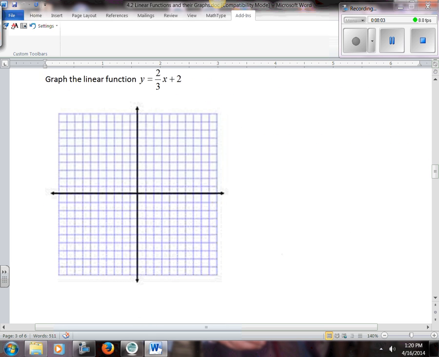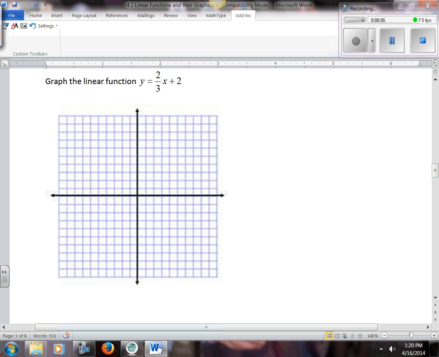So let's try one, okay? We've got y equals 2/3 x plus 2. So again, it's y equals mx plus b. First thing I need to know is the y-intercept, and we know that that's b. So that's going to be 2. And then we want the slope. And we know slope is m. That's going to be 2/3. So we start by plotting the y-intercept. My y-intercept is 2. So that's going to be right here.